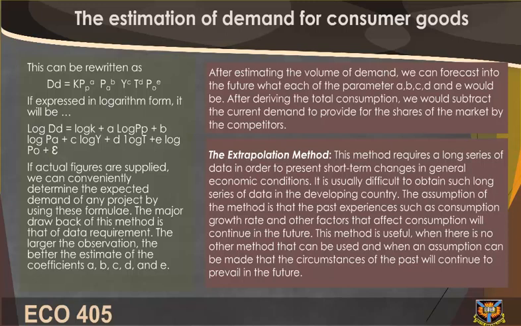The major drawback of this method is that of data requirement. The larger the observation, the better the estimates of the coefficients A, B, C, D, and E. After estimating the volume of demand, we can forecast into the future what each of the parameters A, B, C, D, and E would be. After deriving the total consumption, we would subtract the current demand to provide for the share of the market by the competitors.